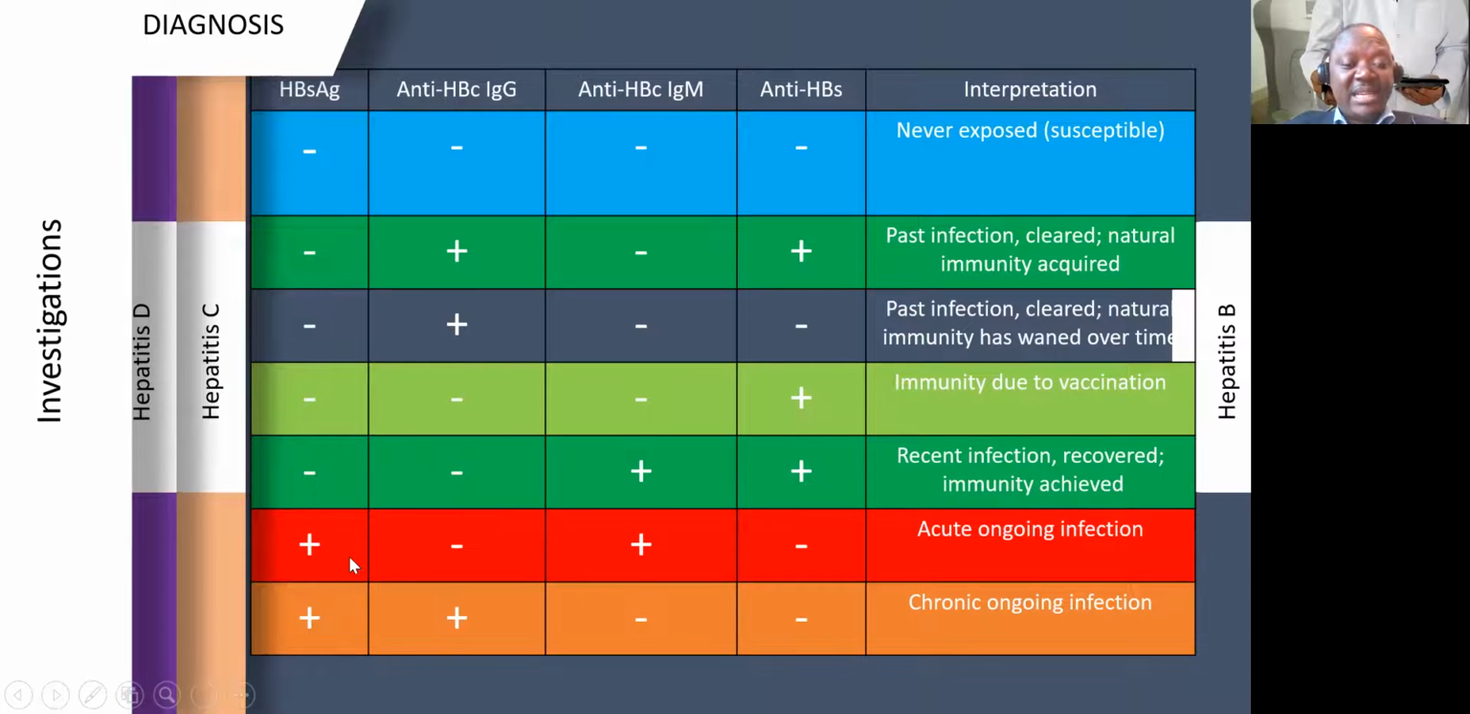This surface antigen present, and then the IgM is present, okay? That is acute ongoing infection. But the ones that you're more likely to encounter is the surface antigen positive, and then the IgG for anti-HBC is present. That is chronic ongoing infection. Now, these are the categories that define chronic infection that you are more likely to encounter in your practice, or in your case, if you are the patient.